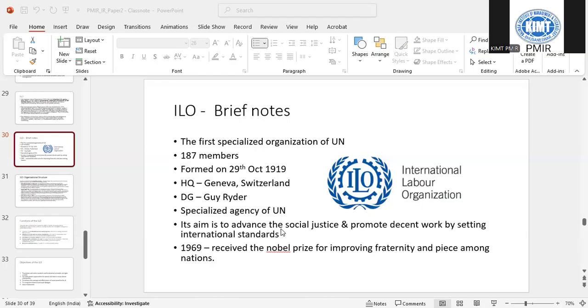Its aim is to advance social justice and promote decent work by setting international standards. For example, one international standard is for child labor, women employees, like what is the age limit to join the work? That kind of standard, that kind of rules will be established by the International Labour Organization.